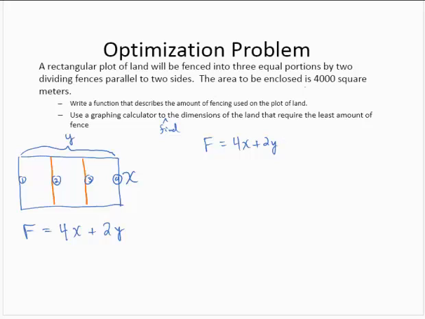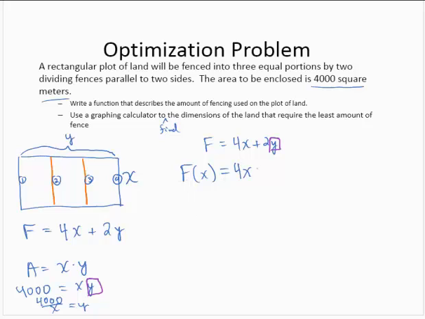But we're also told that the area to be enclosed is 4,000 square meters. Well, the area is just x times y. And so then we have 4,000 is equal to xy. And what I'm going to do is I want to write a function of x. I want the fencing as a function of x, so let me replace the y. So let me solve for y in the constraint. Dividing through by x, I find that y is equal to 4,000 over x. So then f of x would be 4x plus 2 times 4,000 over x. So f of x is equal to 4x plus 8,000 over x.